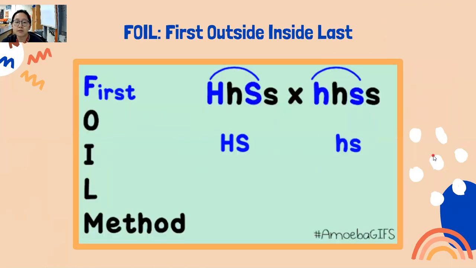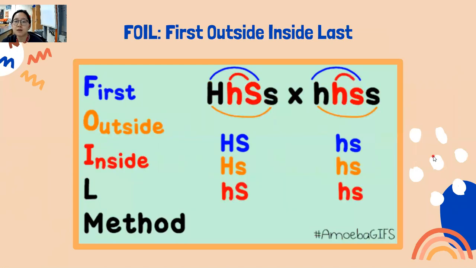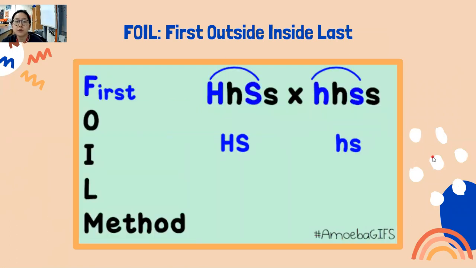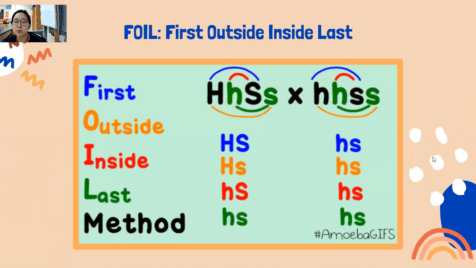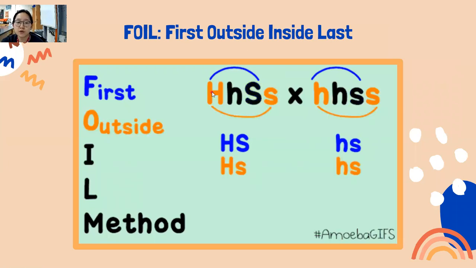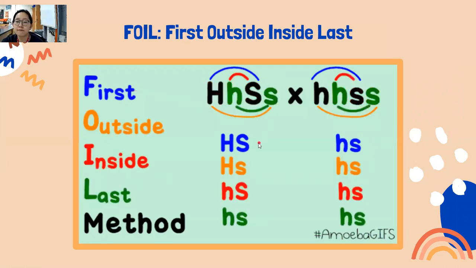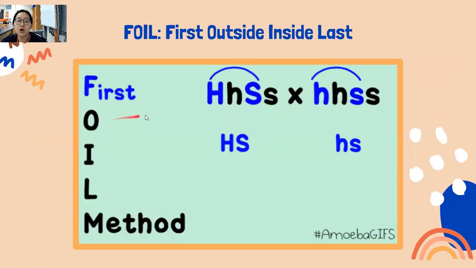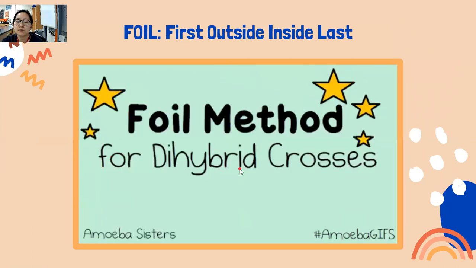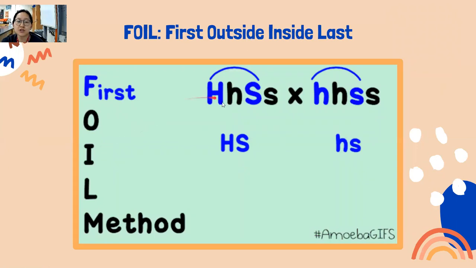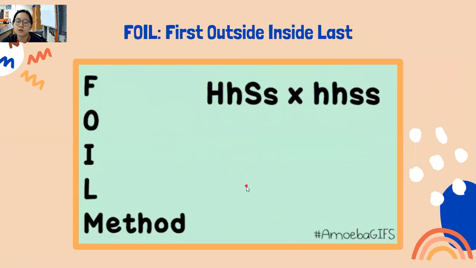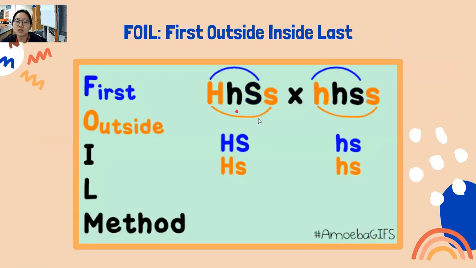So now we're going to do the FOIL method. The FOIL method stands for first, outside, inside, last, and it's also a math technique. When you're doing FOIL, you're going to be pulling the first of each pair of letters. You do have to consider the letters separately, right? So you're first going to pull the first H and the first S for F. For the O, you're going to be pulling the outside H and the outside S. For the inside, you're going to be pulling the 2 that are on the inside, so the inside H and the inside S. And for last, you're going to be pulling the last H and the last S.